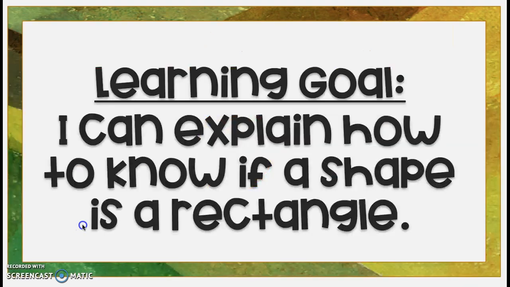Adios, shape. All right, our learning goal for today says, I can explain how to know if a shape is a rectangle. We know rectangles have straight sides, they have four sides, and they have four corners. And the four corners have to make those L things. Can they be tilted? No way.